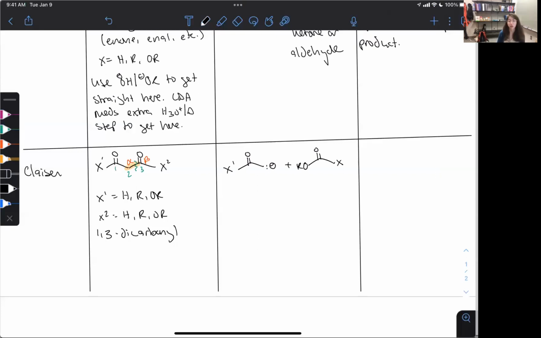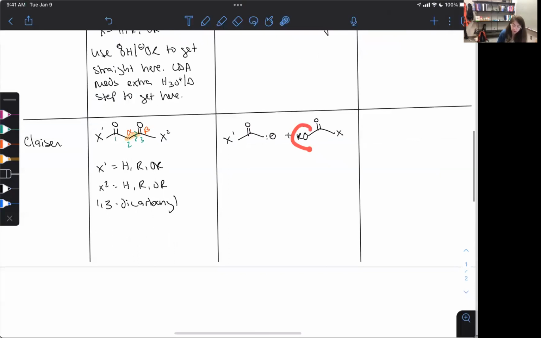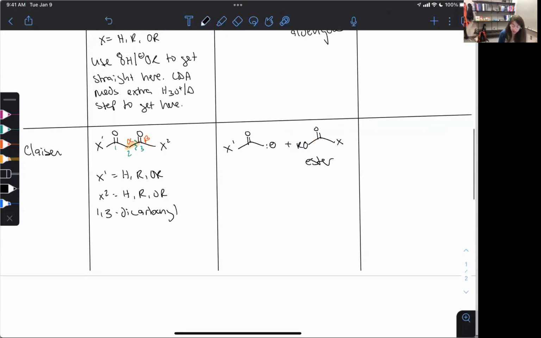And then we have to have some sort of ester starting material, okay? So in this case, we have to have a leaving group potential in order to form that final carbonyl. So this has to be an ester, and that's the total difference between the Claisen and the aldol. Otherwise, they're very similar. Okay, so the other thing that we need to keep in mind here is with our irreversible step, we have to deprotonate.